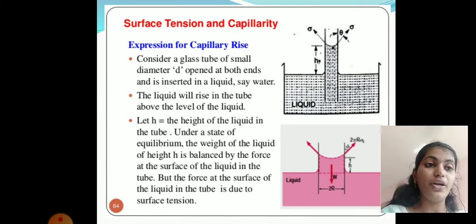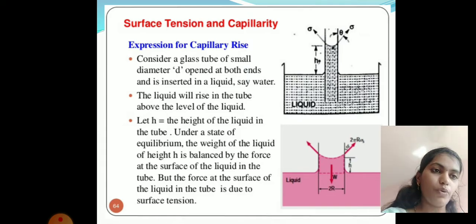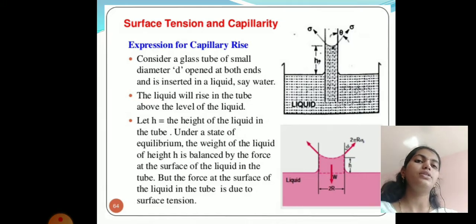h is the height of the liquid inside the tube, and under the state of equilibrium the weight of the liquid of height h is balanced by the force at the surface of the liquid in the tube. But the force at the surface of the liquid in the tube is due to the surface tension.